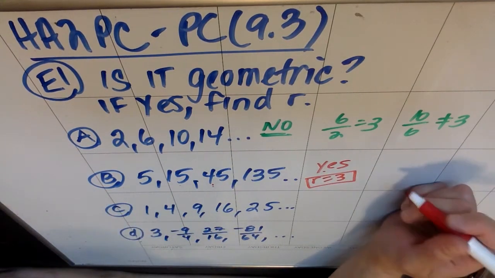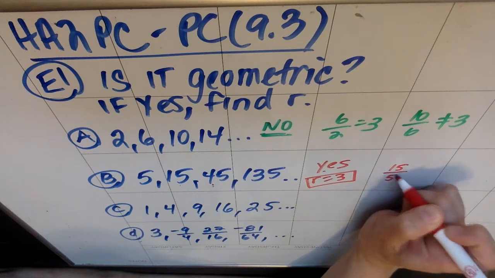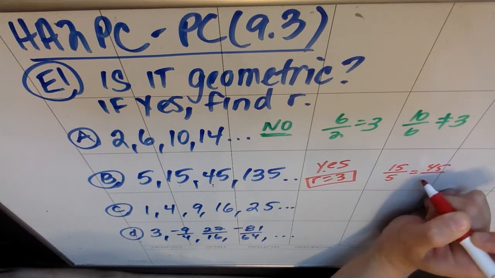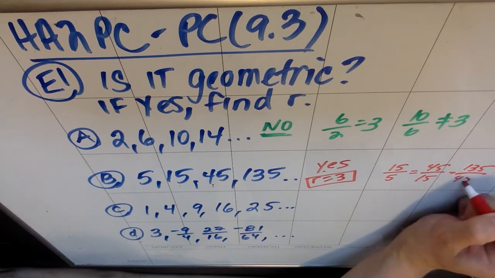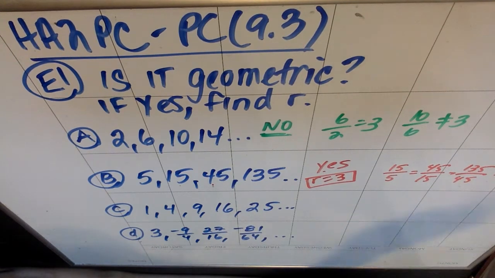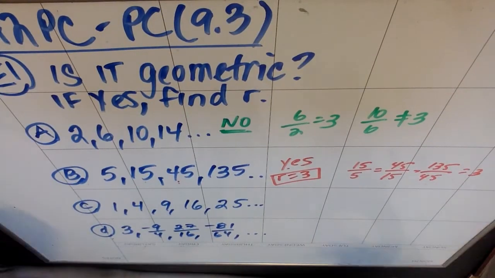And again, if you wanted a mathier way to show that, 15 over 5 is the same as 45 over 15, which is the same as 135 over 45, and in all of those cases, it's a 3, right? Now, you don't have to show that necessarily, but you just have to be able to spot that it's geometric.